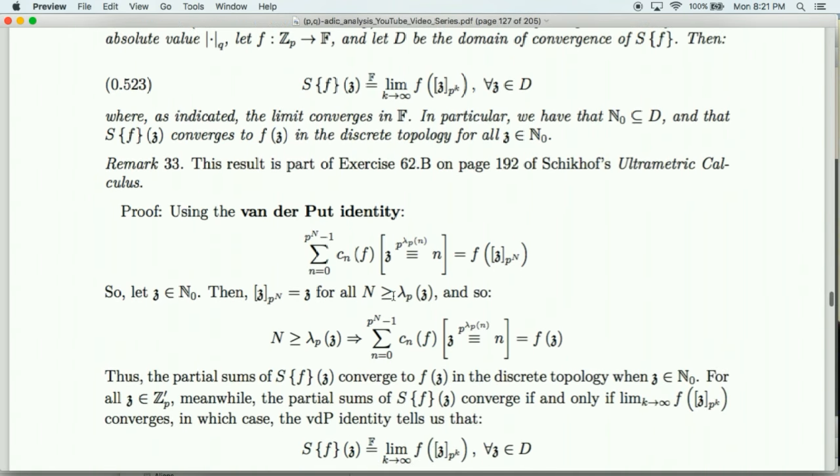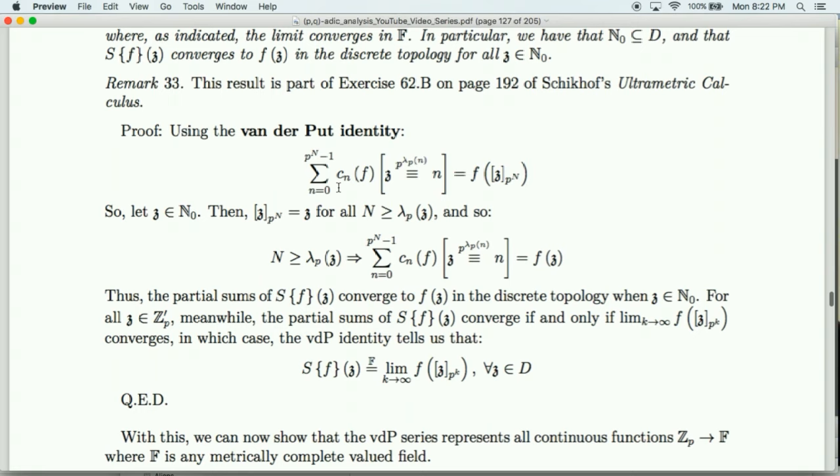So we'll use the Vanderput identity. We get this. And so now let z be a non-negative integer. Then z mod p^n is going to equal z whenever n is bigger than the number of p-adic digits in z. And so n bigger than lambda_p of z implies that this is going to be equal to f of z, because their inputs are the same. So when n is big, this thing becomes equal to f of z.